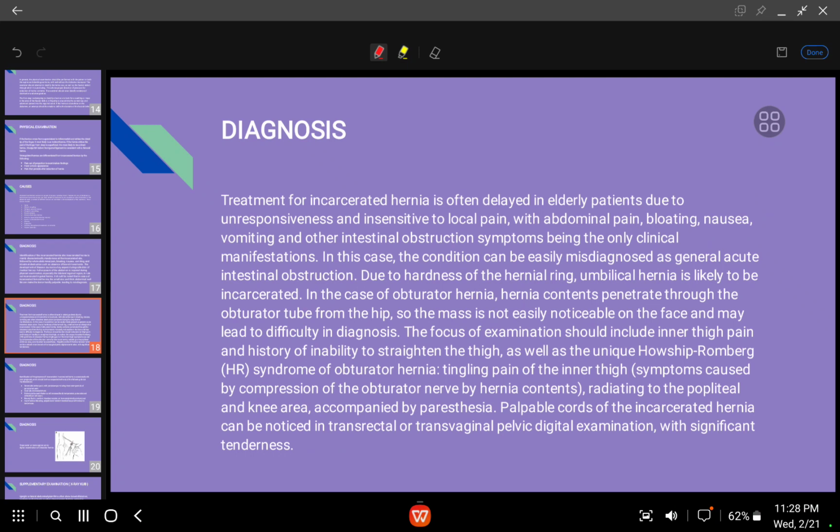The focus of examination should include hernia, inner thigh pain, and a history of inability to adduct the thigh, as well as the unique Howship-Romberg syndrome of the obturator hernia, and tingling pain of the inner thigh, symptoms caused by compression of the obturator nerve by hernia content, radiating to the popliteal and knee area and accompanied by paresthesia. Palpable cords of the incarcerated hernia can be noticed in transrectal and transvaginal pelvic digital examination with significant tenderness.